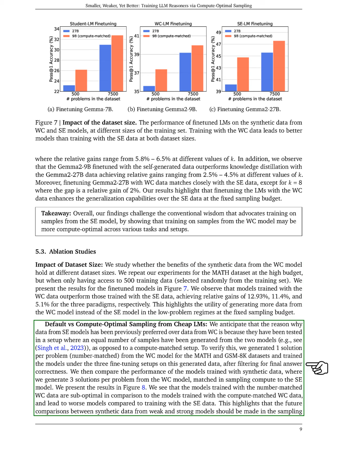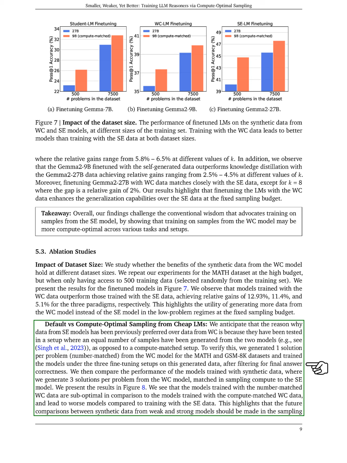Next, we explore the differences between default sampling and compute-optimal sampling from inexpensive language models. We suspect that the preference for SE data over WC data stems from previous tests where an equal number of samples were generated from both models, rather than matching the computational resources used. To test this, we generated one solution per problem from the WC model for the MATH and GSM-8K datasets and trained models under 3 fine-tuning setups, ensuring the final answers were correct. We then compared these models to those trained with 3 solutions per problem from the WC model, matched in computational effort to the SE model.